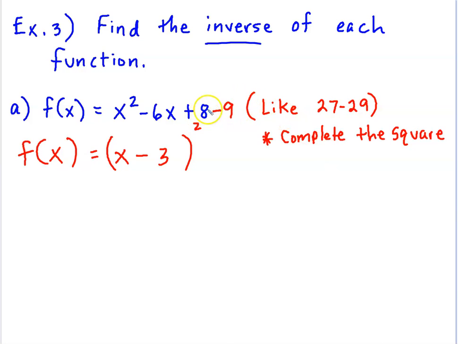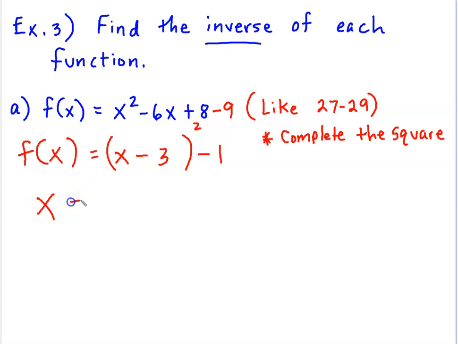And now you're going to put those two numbers together on the end, and you're done. 8 minus 9 is negative 1. So this is the vertex form of that blue standard form. And this is where you're going to start working to find the inverse because it's much easier to deal with this form.